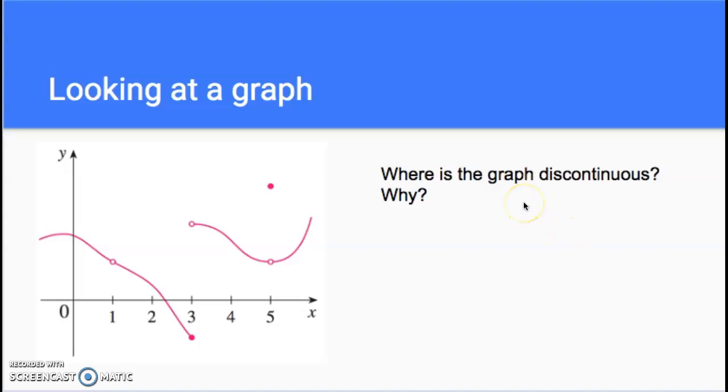Where is the graph discontinuous and why? So take a second, maybe pause the video and answer that for yourself. But looking at it, we see that there is a discontinuity at 1 because there's a break in the graph. And we call that a hole, but more specifically a removable discontinuity because the point has been removed.